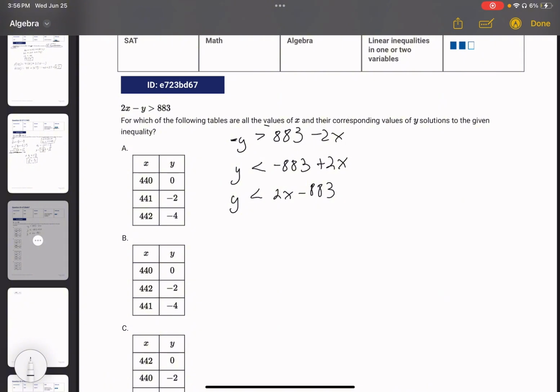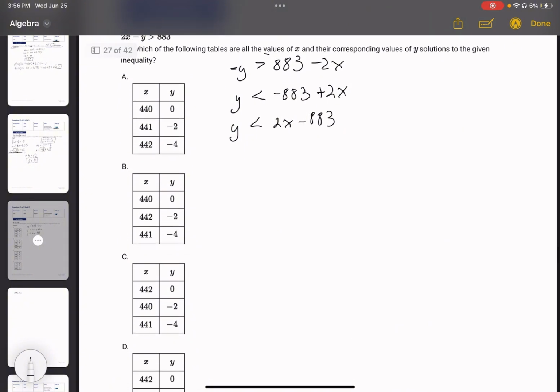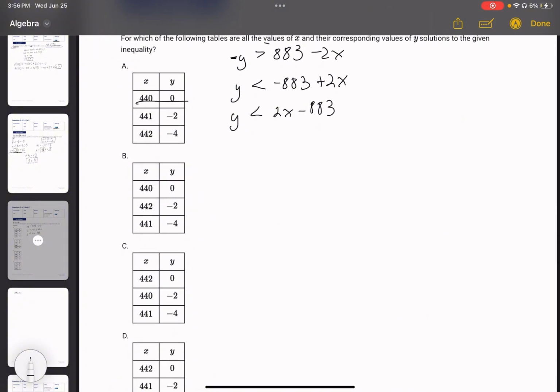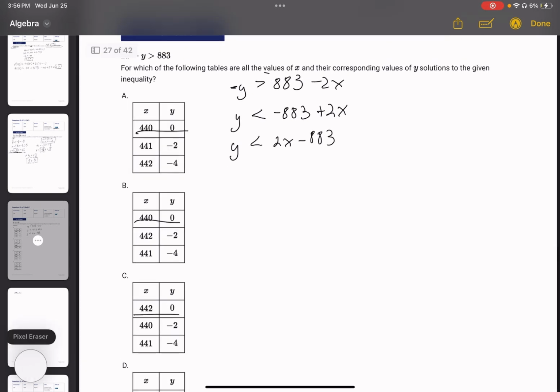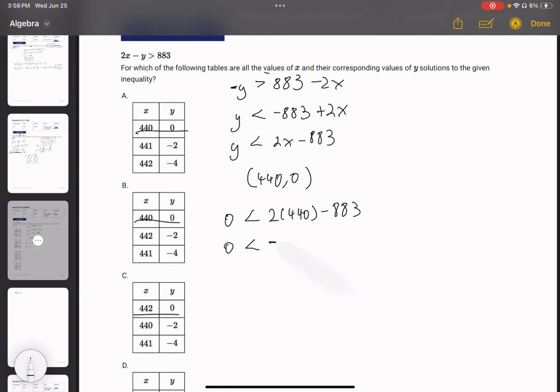Okay, now we're going to plug in points. We have to analyze our tables very carefully so we don't waste time. So I see these points are the same in this graph, and these points are the same in this graph. So I'm going to plug one in, and if this one's right, I'm going to move on to this one, and I'm going to plug this one in. If this one's wrong, I'm going to cross both of these out, and we'll move from there. So we're going to plug in this first point, 440, 0. So we know that 0 is less than 2 times 440 minus 883. And then this is going to give us 0 is less than 880 minus 883, which is negative 3.